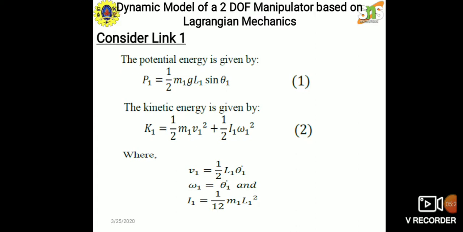M represents mass, G is gravity, L1 is the length of link 1, theta 1 is the joint angle of link 1, and omega 1 is the angular velocity of link 1. Here the linear velocities are v1 and v2. Substituting the values of v1, omega 1 and I1, we get K1 equals 1/6 M1 L1 squared theta 1 dot whole squared.